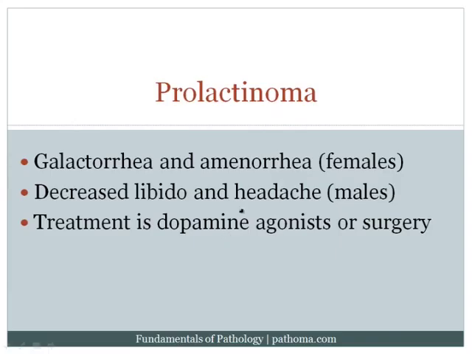Now, the treatment of prolactinoma is dopamine agonists. Remember that dopamine from the hypothalamus normally inhibits prolactin secretion. And so if you gave a dopamine agonist, you would also be able to inhibit prolactin secretion, and actually the tumor would shrink. And so, for example, bromocriptine would be a useful dopamine agonist. In addition, you could also remove the tumor via surgery.